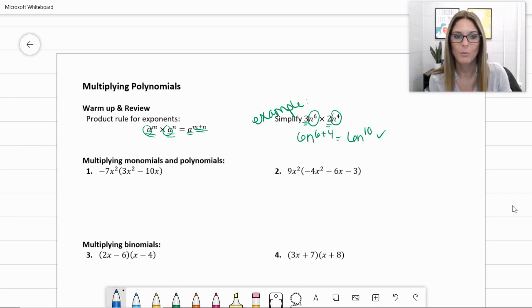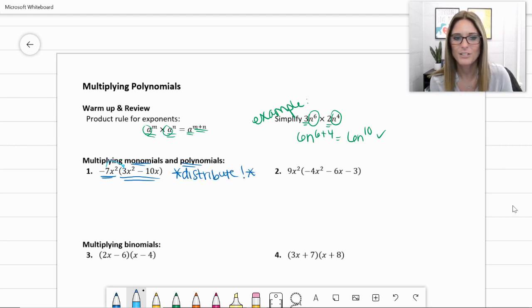Let's start with number 1. We're multiplying monomials. That's one term with polynomials, any size. So look at number 1. Negative 7x squared is our monomial, and it's multiplying with this binomial 3x squared minus 10x. This should look familiar. You've done similar problems. We are just going to use our distributive property.